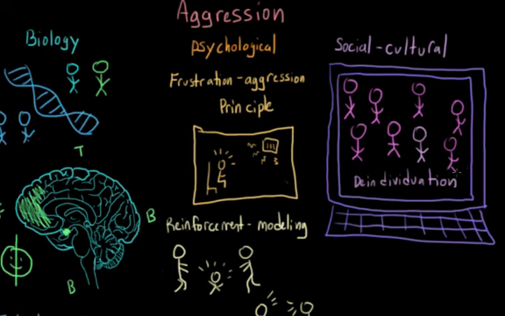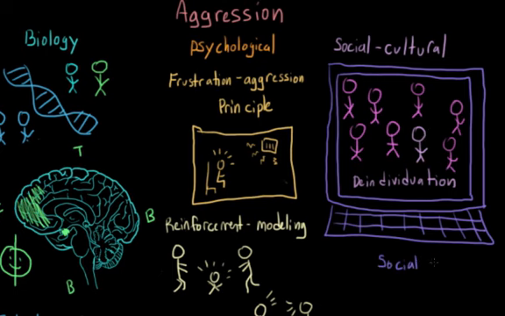And talking about the internet or media in general actually brings up another social factor that can lead to aggressive behavior, and that's social scripts. When people find themselves in new situations and they're unsure of how to behave, they tend to rely on social scripts, or instructions that are provided by society about how to act.